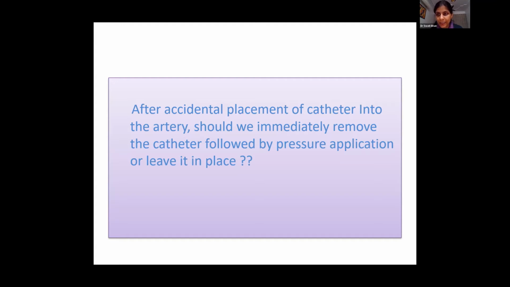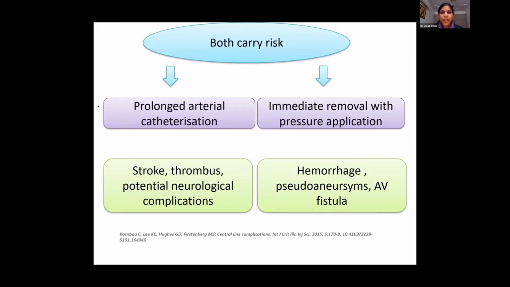So the important point here is, what should we do if we have put a catheter into the artery? Should we immediately remove it, or should we keep it followed by pressure application? Both these things, removing the arterial catheter or keeping it in situ, have risk. If we keep the catheter in situ, there can be stroke, thrombus, or potential neurological complications, whereas immediate removal of the line with pressure application may lead to hemorrhage, pseudoaneurysms, or AV fistula.